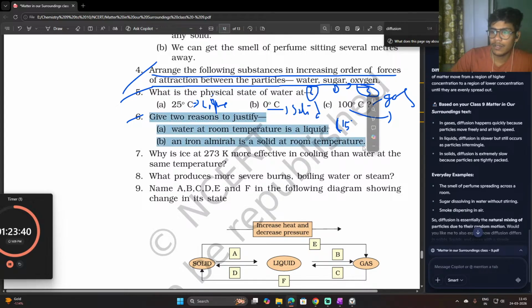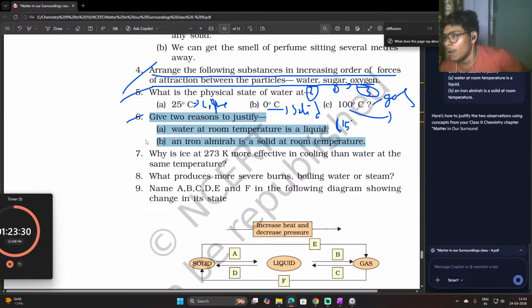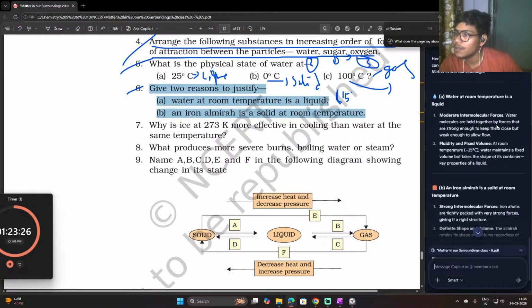If I want to know the reasons, let's see what reasons they will give. The first reason is that water molecules are held together by forces that are strong enough to keep them close but weak enough to allow flow. Fluidity. At room temperature 25 degrees C, water maintains a fixed volume but takes the shape of its container, key properties of a liquid.